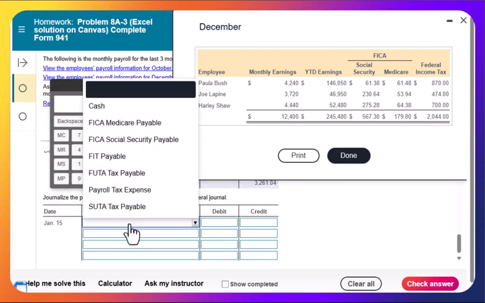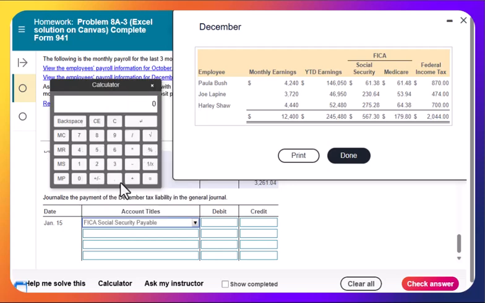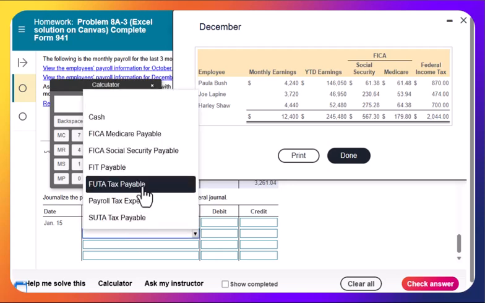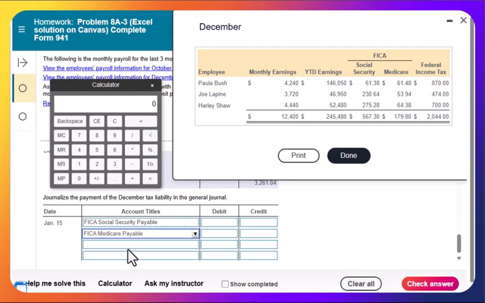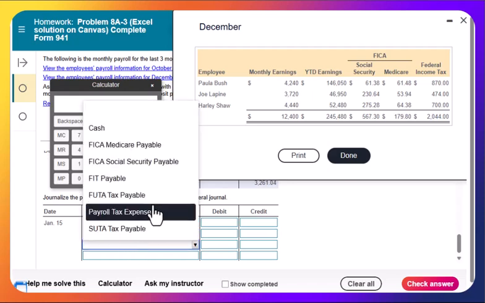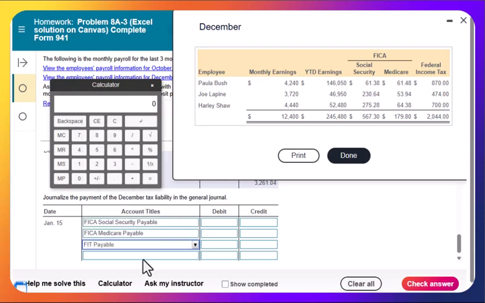Excellent. So now we're going to go ahead and put in the FICA Social Security payable that we're going to be getting rid of, both employee and employer, then the Medicare, and federal income tax payable, and then our cash. So again, here we're going to take our Social Security of $567.30 and multiply that by 2 in order to get both the employee and employer portion. Because again, this is just the employee portion. And we'll go ahead and populate that in here as a debit in order to decrease the payable.